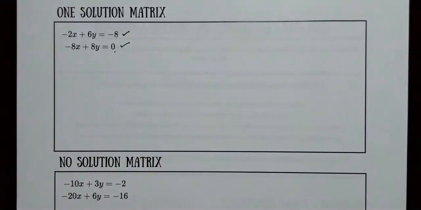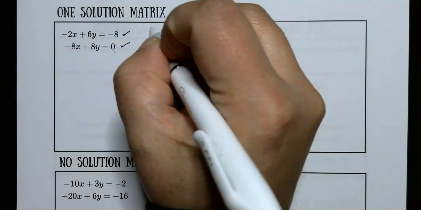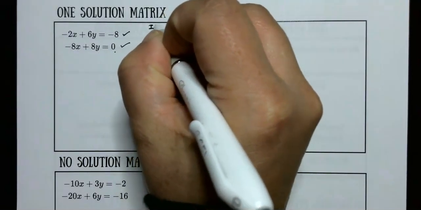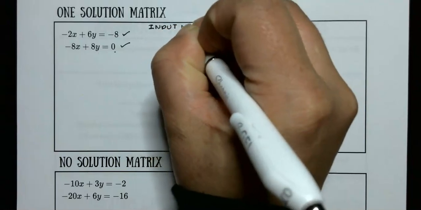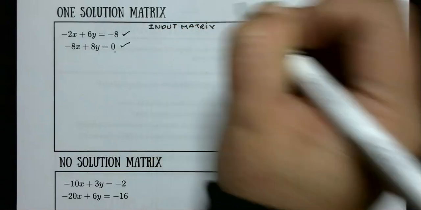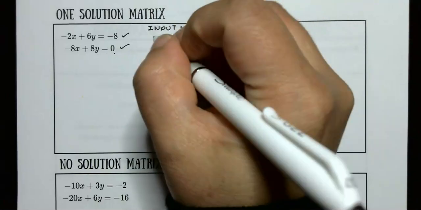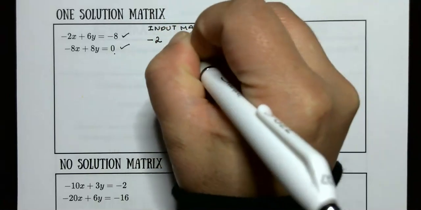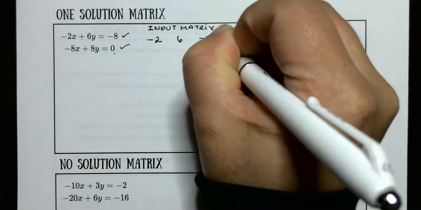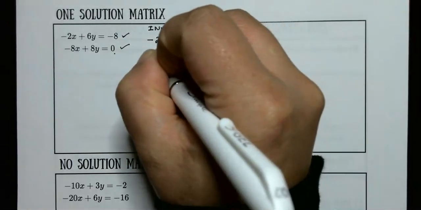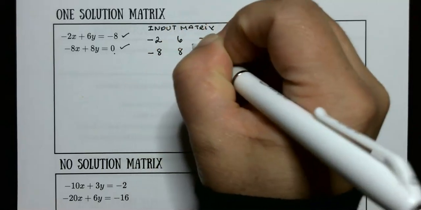So both of these are ready. I'm going to take the numbers in the same order in which they're written and write my input matrix. I'm actually going to label it and put input matrix. Now you don't have to label it, but in order for you to show work, because most of the work is going to be done on the calculator, you have to show me what matrix you put into the calculator, and I also want to see the matrix you get from your calculator. That's your way of showing work. So the first thing we're going to do is say -2, +6, -8. That's our first equation. Then we're going to say -8, +8, and 0.